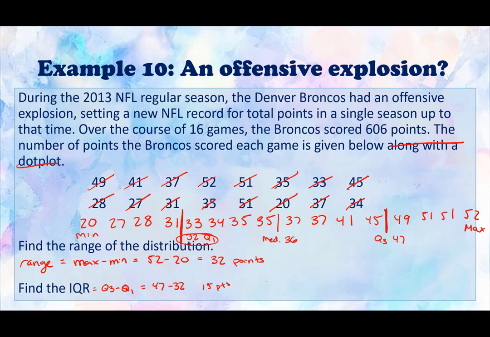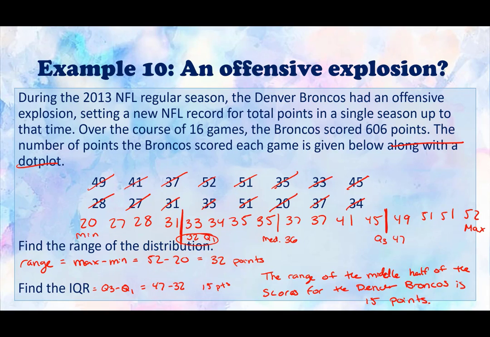Now, you may be asked to interpret the IQR in context of the question. So in this case, this means that the range of the middle half of the scores for the Denver Broncos, see, I'm using context and bringing it back, is 15 points.